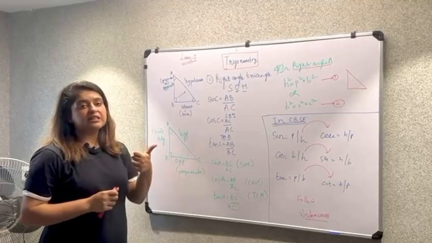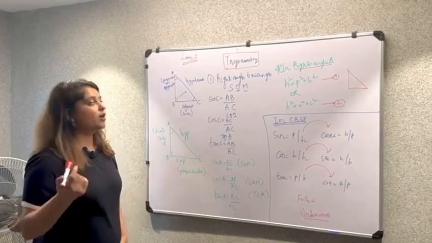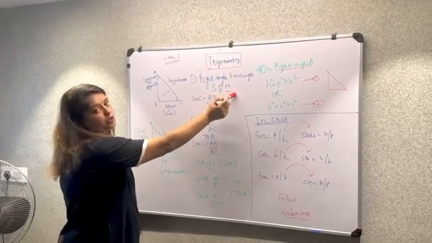In IGCSE, in IB and ICSE we know it as SOHCAHTOA. What does SOHCAHTOA stand for? Sine is opposite over hypotenuse.